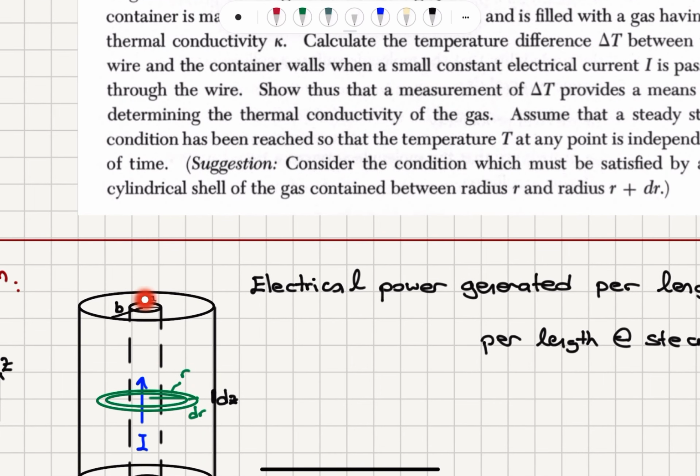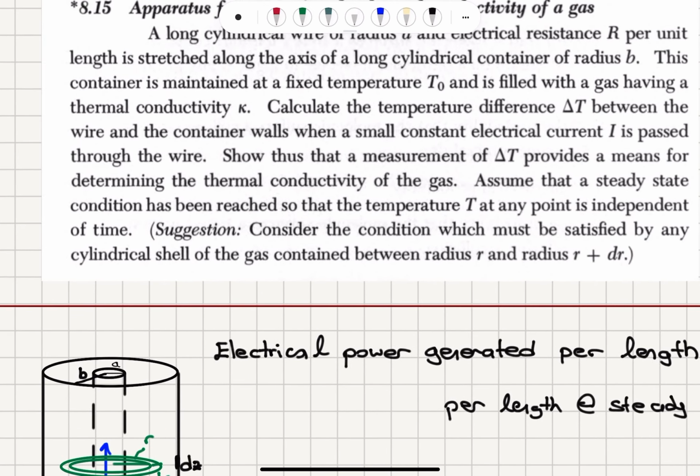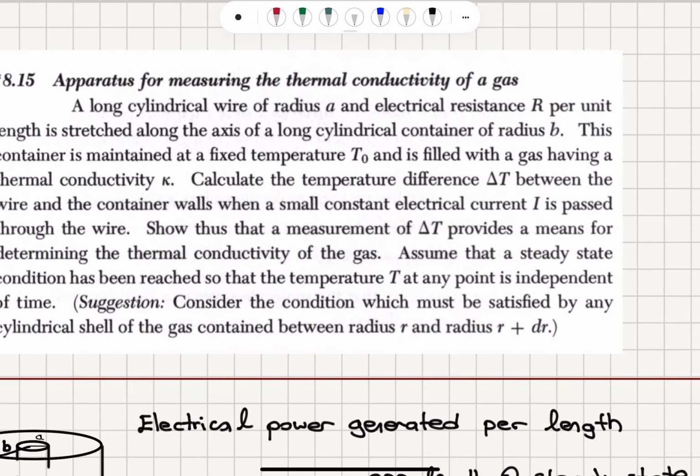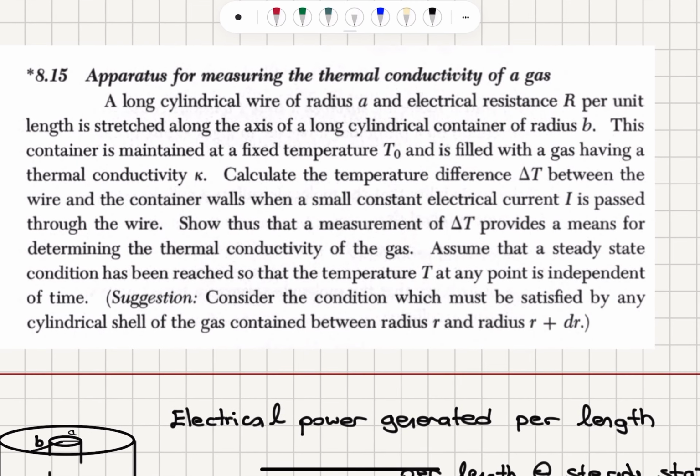So we have a current flowing through the wire. So this will heat up the wire and therefore there will be a heat flowing outward. This shows that a measurement of delta T provides a means for determining the thermal conductivity of the gas. Assume that a steady state condition has been reached so that the temperature at any point is independent of time.